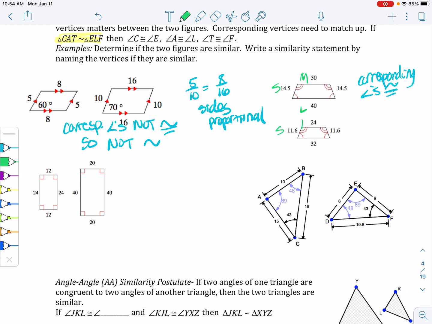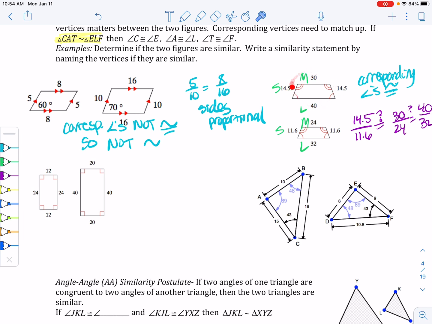So then I can compare the corresponding sides, right? The small side to the small side, the medium to the medium, and the large to the large. So what I want to do is check, is 14.5 over 11.6 really the same thing as 30 over 24, and is that really the same thing as 40 over 32, right?